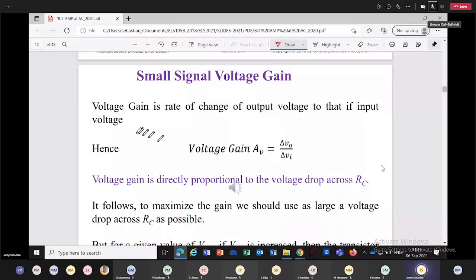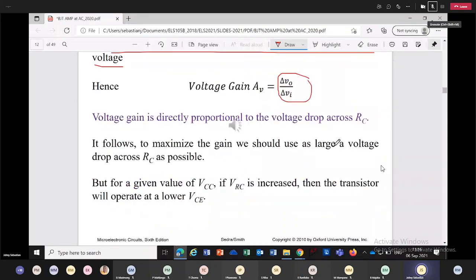Okay, voltage gain is the rate of change of output voltage with respect to input voltage. So delta V0 over delta Vi is your voltage gain. Now, we have seen an expression for voltage gain, negative IC times RC over VT. So looking at the numerator, we can say voltage gain is directly proportional to the voltage drop across RC. It follows that to maximize the gain, we should use the largest voltage drop across RC possible.